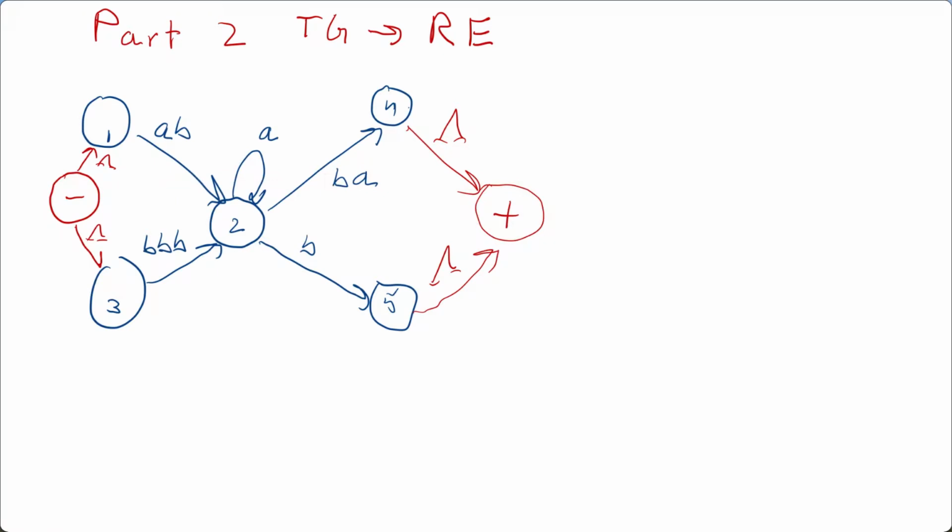So let's go ahead and pick a state to eliminate first, and we'll go ahead and eliminate state 1. If you notice, I could go from this state to state 1 and then into state 2. So this is actually pretty easy to eliminate.